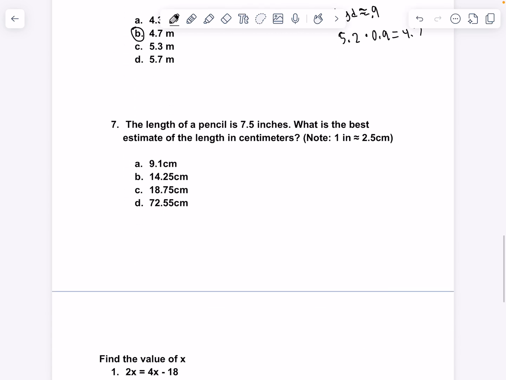Okay, number 7 says, the length of a pencil is 7.5 inches. What is the best estimate of the length in centimeters? So 1 inch is approximately equal to 2.5 centimeters, which means that it's multiplying by 2.5. So 7.5 inches times 2.5, that would give us the number of centimeters. So if we do that, that would give us 18.75. So that would be the number of centimeters, which matches with the ratio.